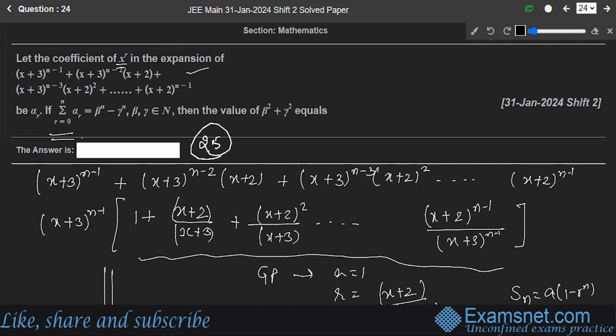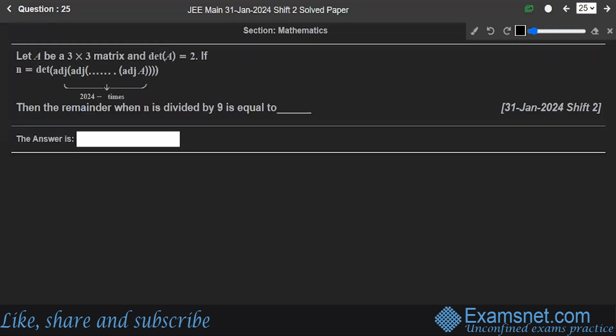Hope you're clear with this. Let's move to the next question. Question number 25: let A be a 3 by 3 matrix and the determinant of A is equal to 2.